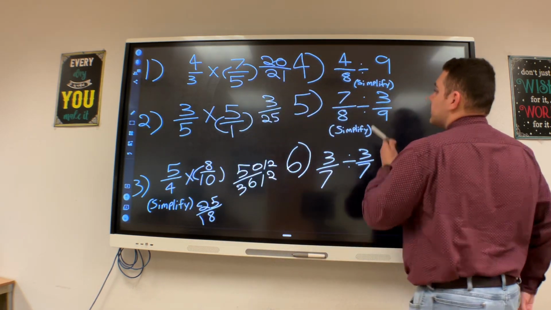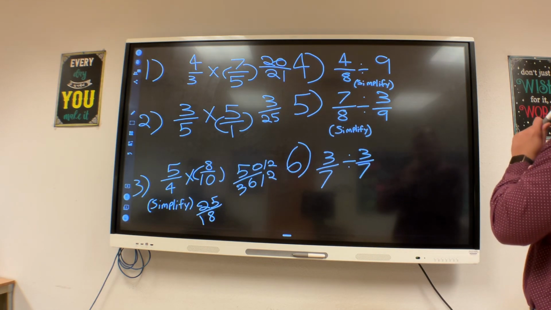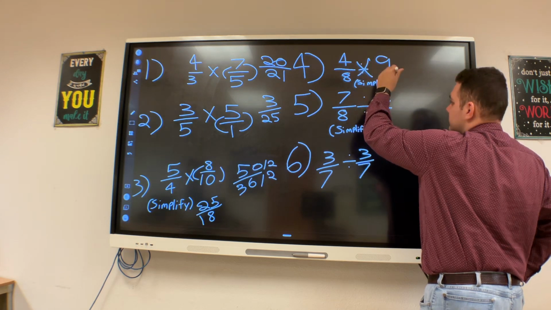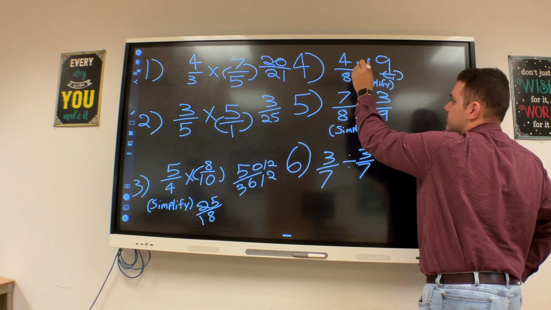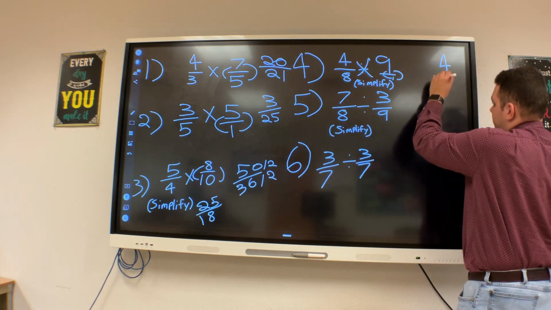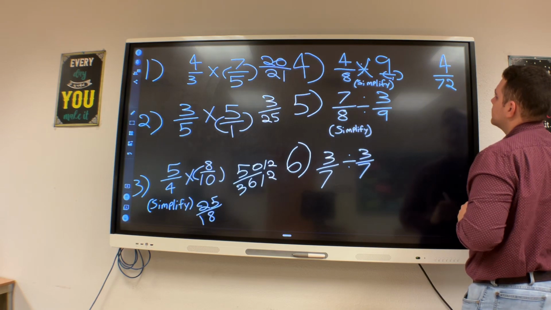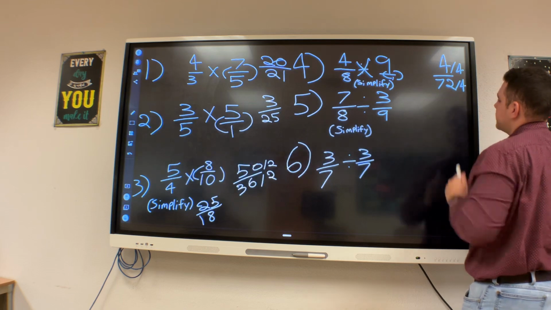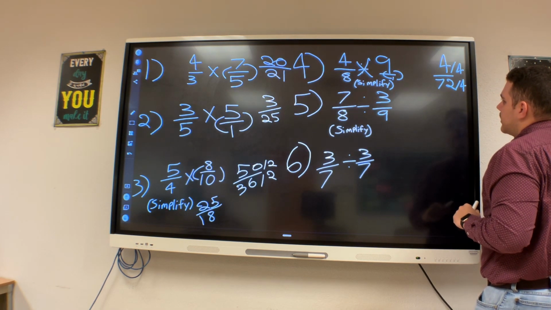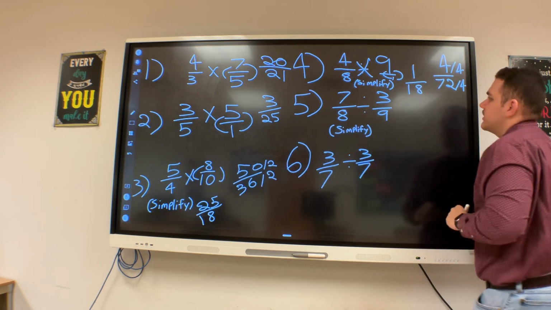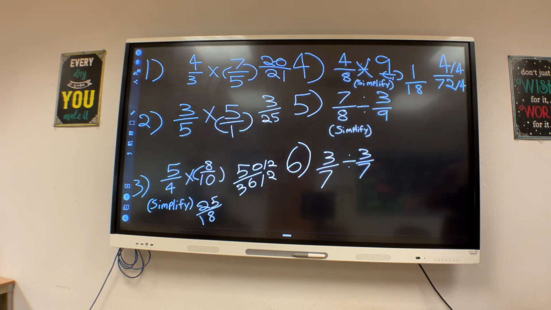Number 4, we have 4/8 divided by 9. So like I said, of course, skip, change, flip. So 4 times 1 is 4. 8 times 9 is, I believe, 72. Then 4 divided by 4, and 72 divided by 4 is going to be 1/18. 72 divided by 4 is going to be 18. 4 divided by 4 is going to be 1.